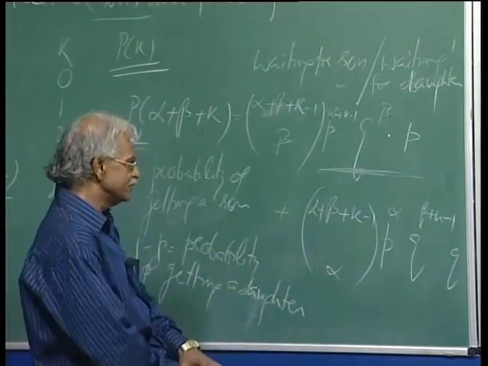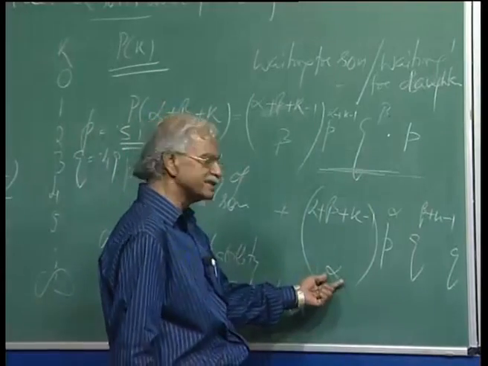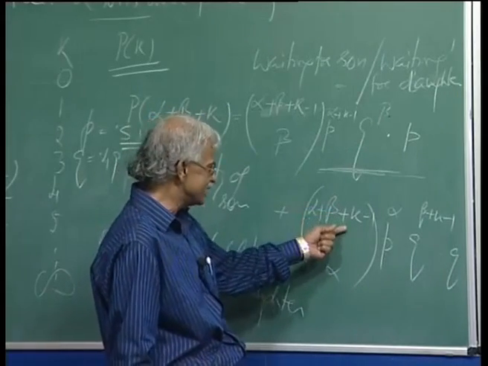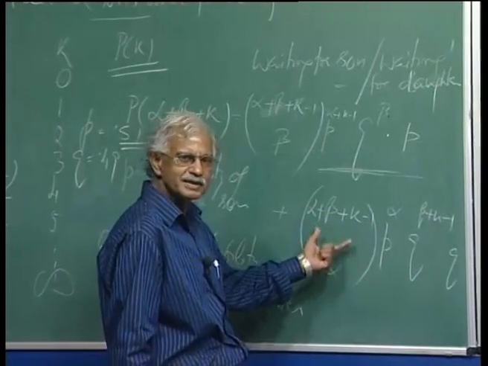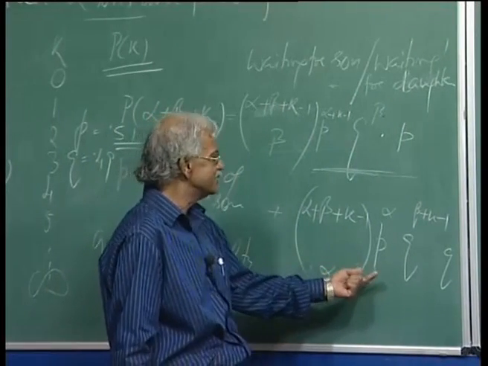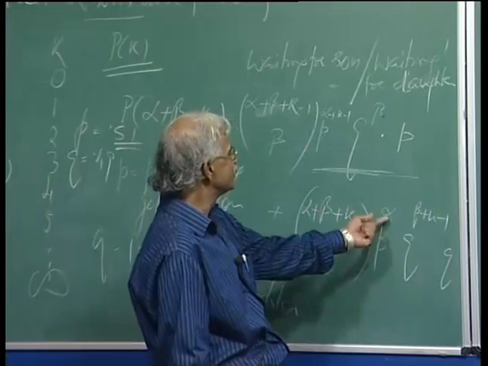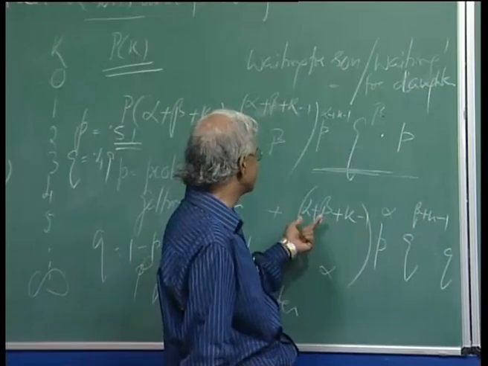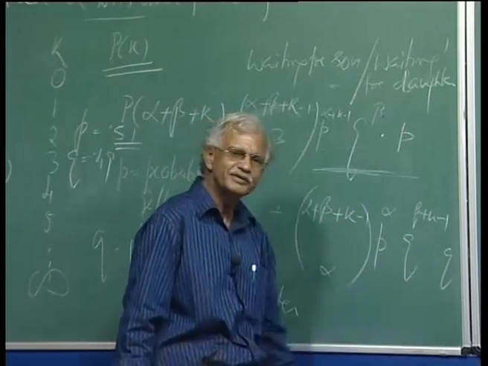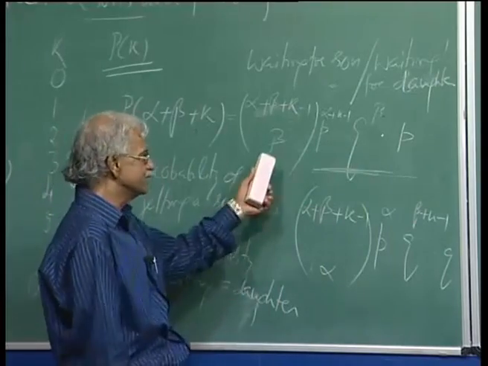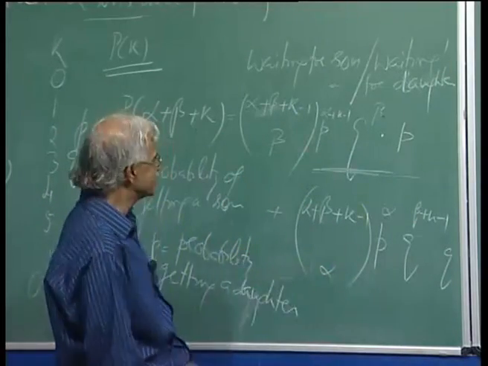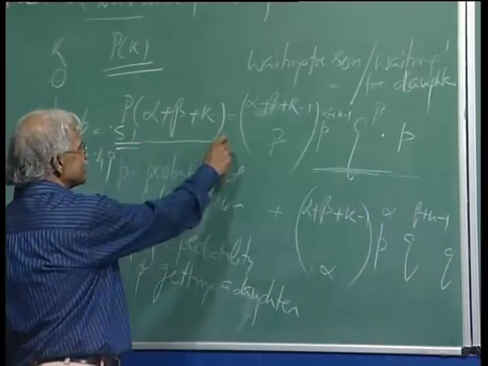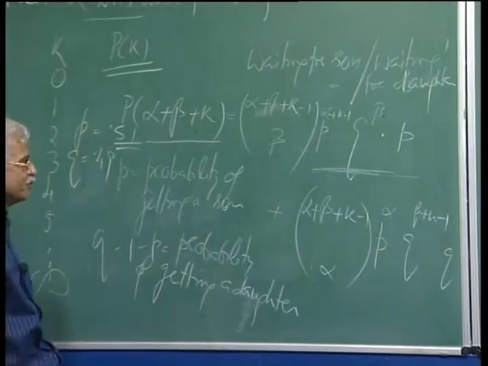Or in this case, the couples are waiting for a daughter, that means they have already had the required number of sons, which is alpha. So, out of alpha plus beta plus k minus 1 children you have alpha sons, p raised to power alpha, since the probability of a son is p. And all the rest are q, or daughters. So, q raised to power the difference between this number and alpha, and now they have a daughter, q, and they stop. So, the expression for that probability will be this. Now, these two are mutually exclusive events. So, the probability of stopping after alpha plus beta plus k would be this.